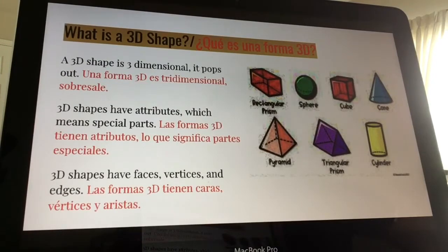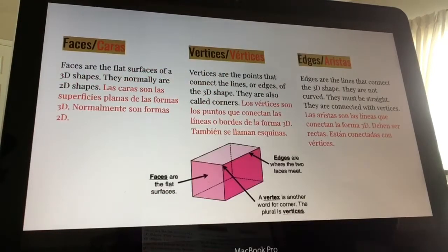Okay, do you guys remember what faces are in a shape? Vertices, we already went over that. And what are edges in a shape? Okay, we'll go over that right now. Faces. What are faces? Faces are the flat surfaces of a 3D shape. They normally are 2D shapes. Okay, so they're the flat sides of a shape.